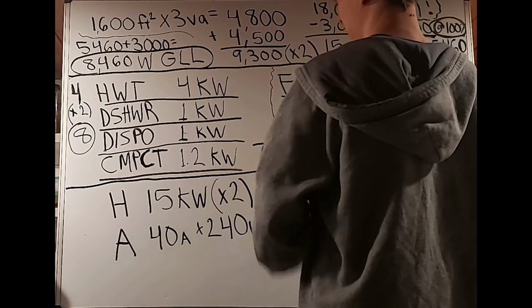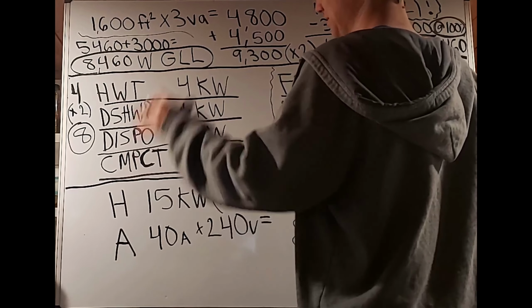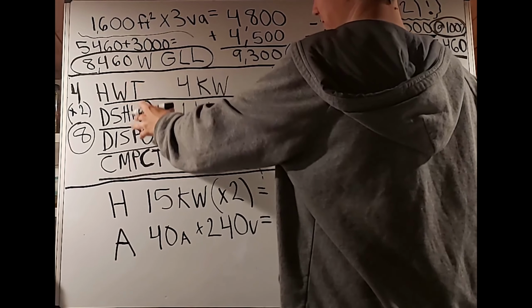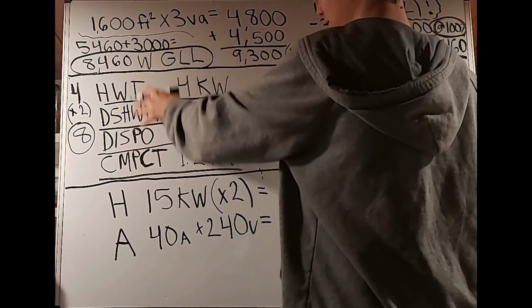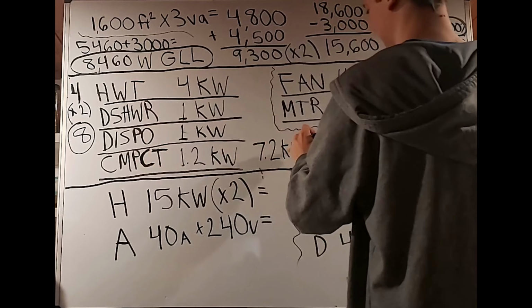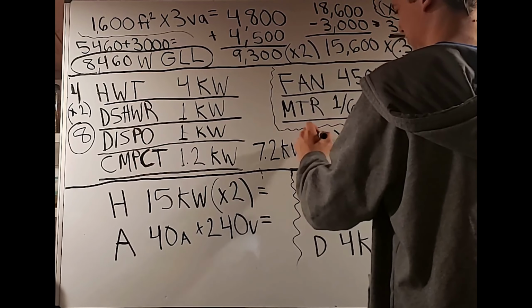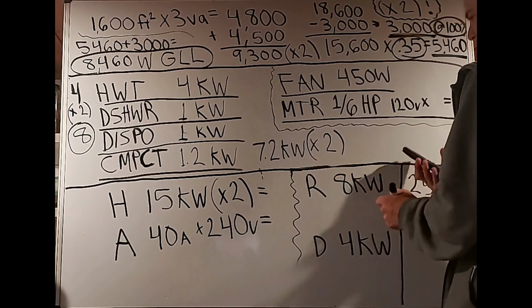Okay, but we have everything times 2 because we have 2 units. So we don't just have this many appliances. We have all these appliances in 2 different units. So we're going to have to take that total number and multiply it by 2. Okay, and we're going to get 14.4.